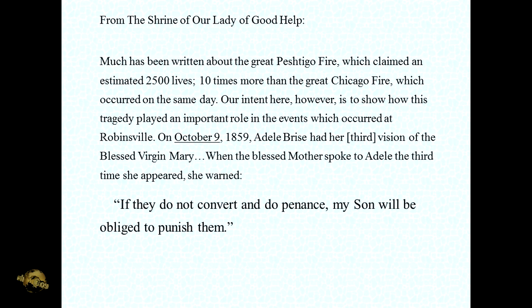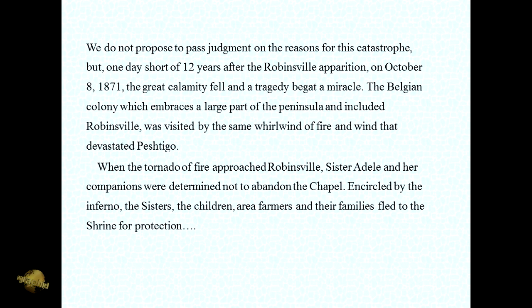We do not propose to pass judgment on the reasons for this catastrophe, but one day short of 12 years after the Robbinsville apparition, on October 8, 1871, the great calamity fell, and a tragedy begat a miracle. The Belgian colony, which embraced a large part of the peninsula and included Robbinsville, was visited by the same whirlwind of fire and wind that devastated Peshtigo.